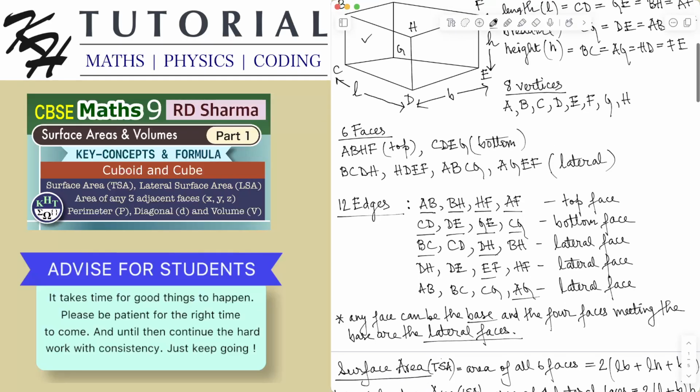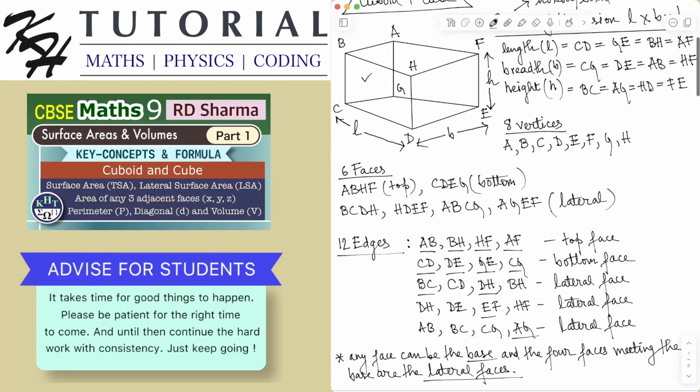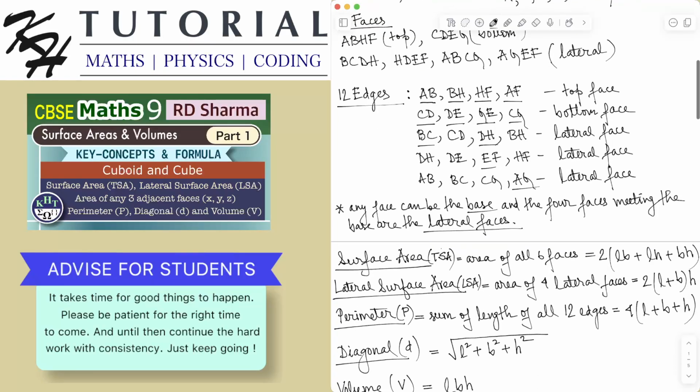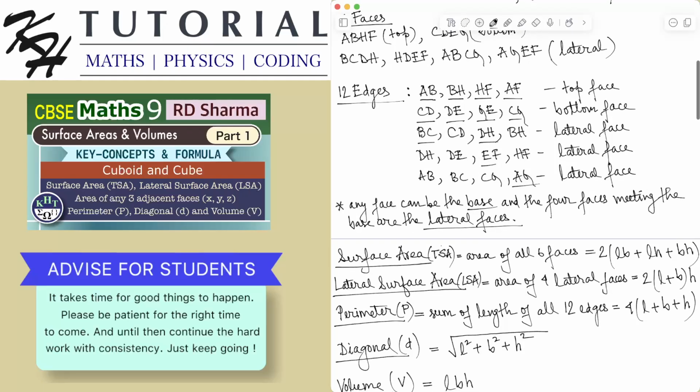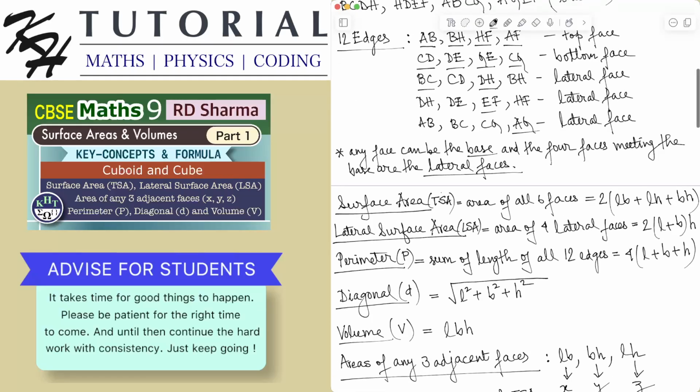Okay. Now let's discuss the surface area. Surface area is also sometimes called total surface area. It is denoted by TSA. Lateral surface area is denoted by LSA. Perimeter is P, then diagonal and volume.